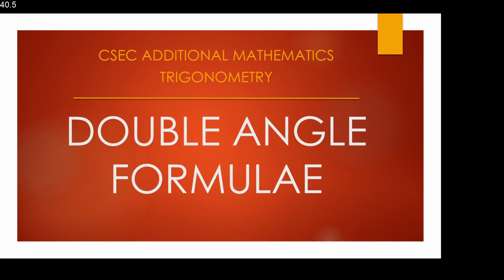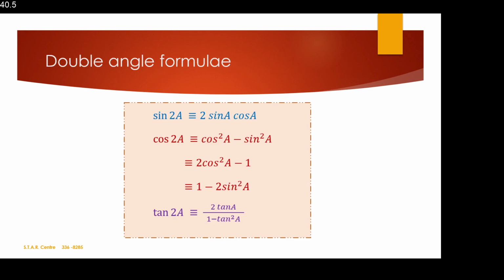Hi everyone, this tutorial deals with the double angle formulae, which can be used in proving trig identities. There are three main double angle formulae. We have sine of 2A. Double angle means that instead of just sine theta or sine A, there's a 2 in front of it, so it'll be sine 2A or sine 2 theta. Sine 2A is identical to 2 sine A cos A.